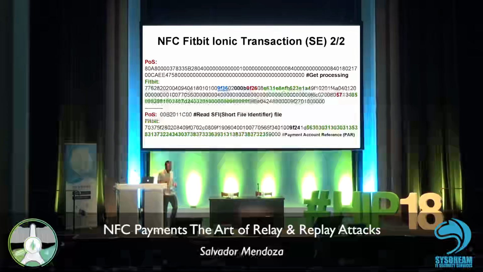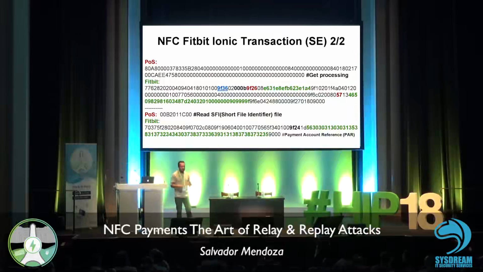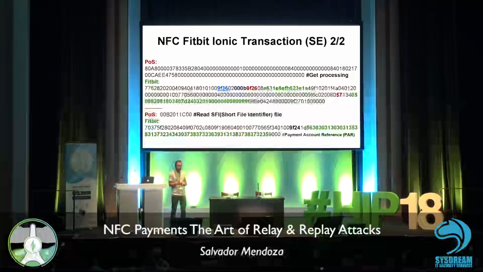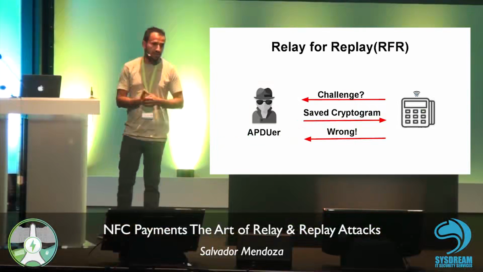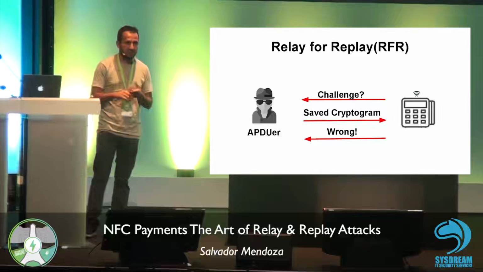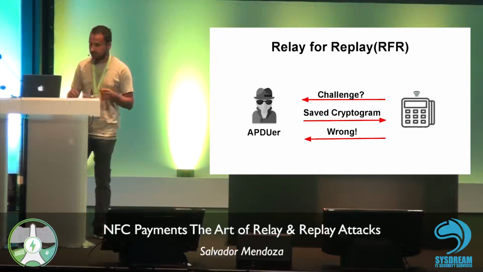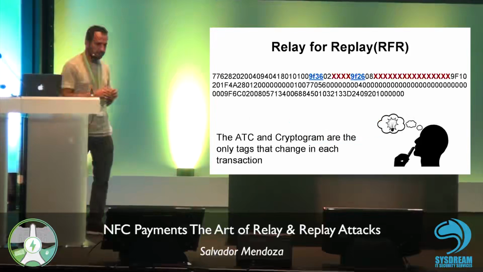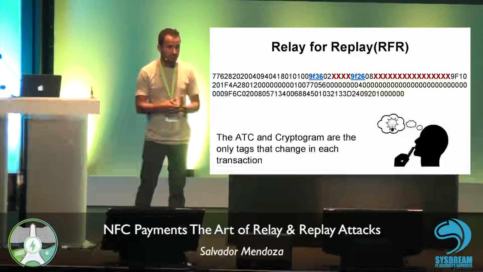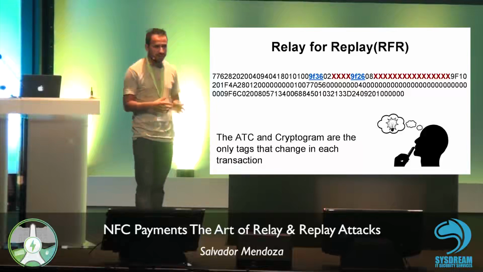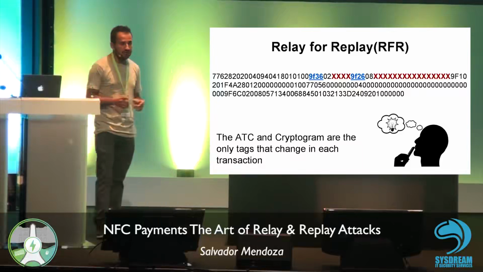Basically, if I intercept this transaction from the secure element and I try to make a replay, it's not going to work. Why? Because when the terminal asks me for the challenge, if I respond with the saved cryptogram, the POS is going to say that the transaction has to be declined because it doesn't match what the challenge was. But if we think about it, the only things that change in a transaction for the secure element are the application transaction counter and the cryptogram, which in total are 20 bytes.